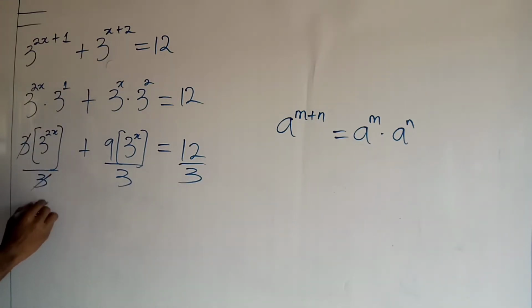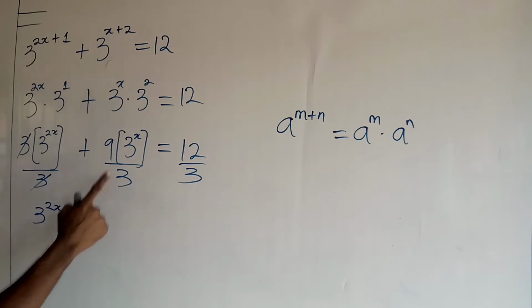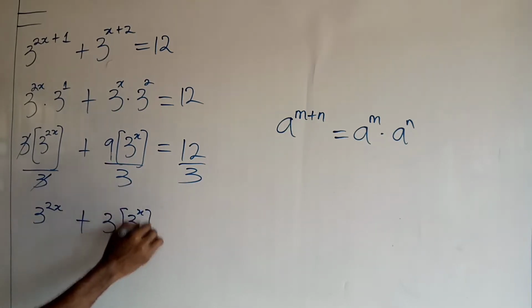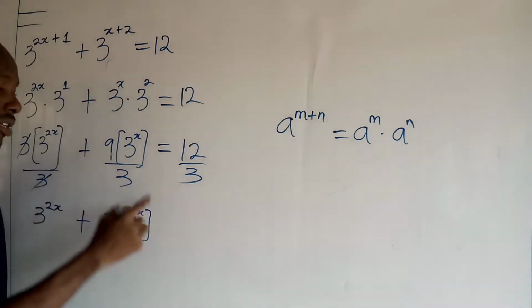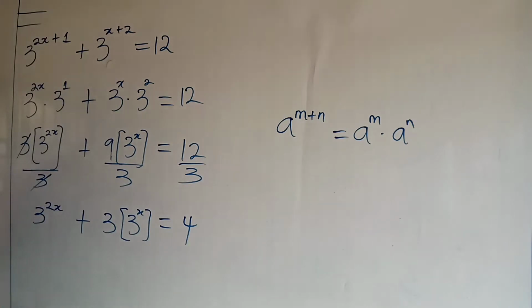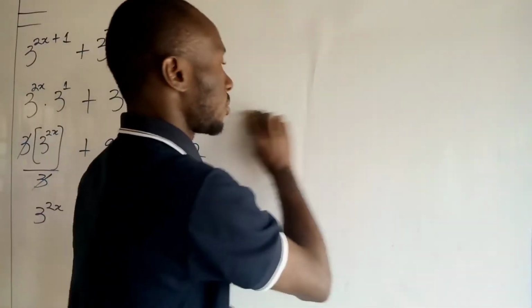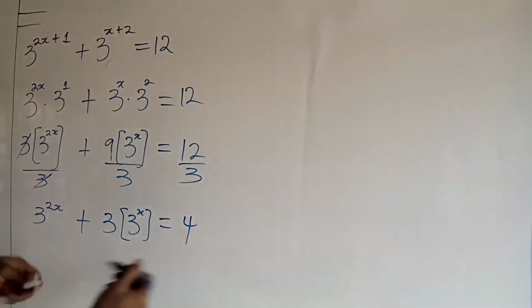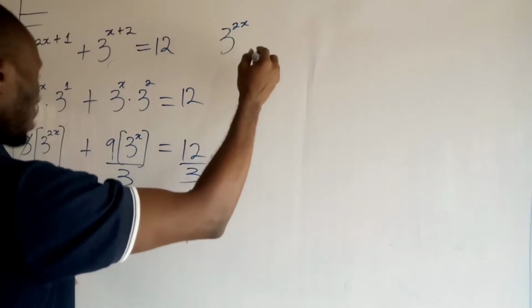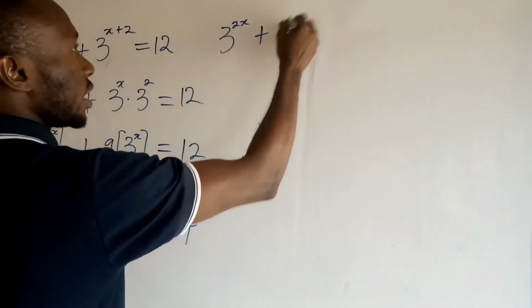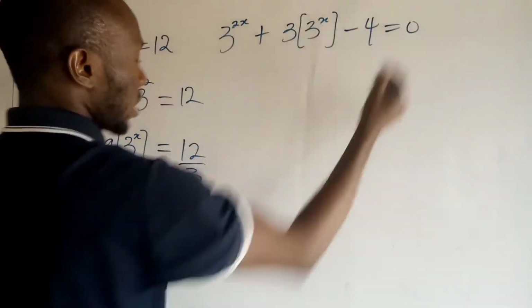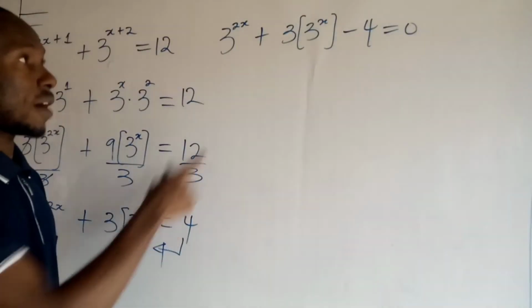So I have 3 to the power 2x, then plus 3 times 3 to the power x, because 9 divided by 3 is 3. So we have here 4, because 12 divided by 3 will give me 4. So at this point, let me bring this 4 to the left side. Now I have 3 to the power 2x plus 3 times 3 to the power x minus 4 is equal to 0. I took this guy inside the equation, so we have negative 4.